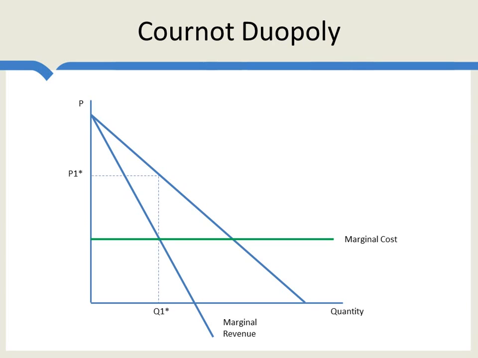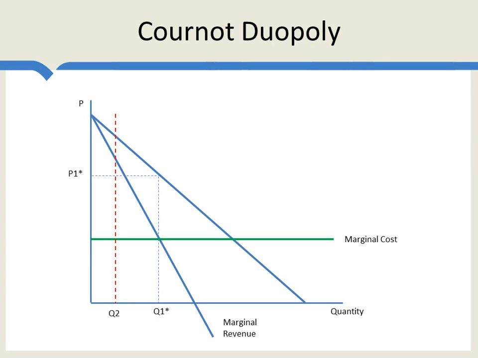So we know that the profit-maximizing output for a monopolist is where marginal revenue is equal to marginal cost, and that gives us a profit-maximizing output of Q1 star. Now let's imagine that there's a second firm in the market, and suppose that the second firm produces nothing. Well, Q1 star is clearly also the optimum amount for firm 1 to produce if the second firm produces nothing. What, however, if the second firm produces Q2 units? What's the profit-maximizing output for firm number 1 if firm number 2 produces Q2 units?